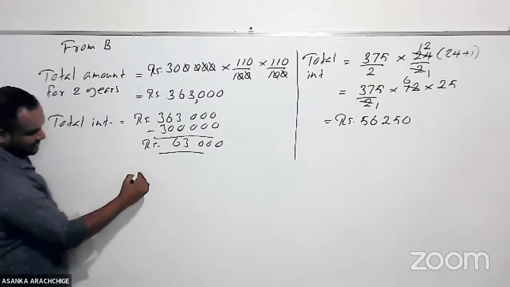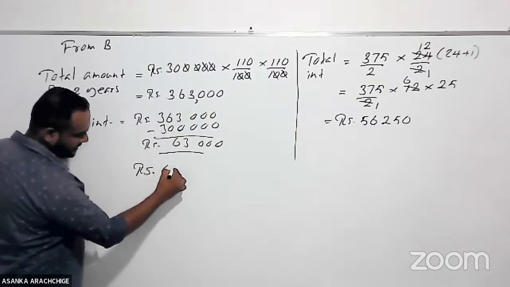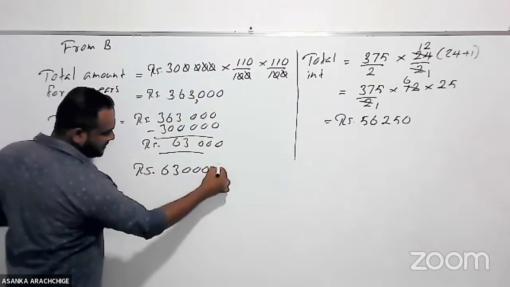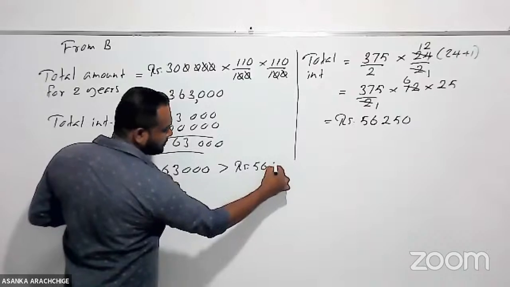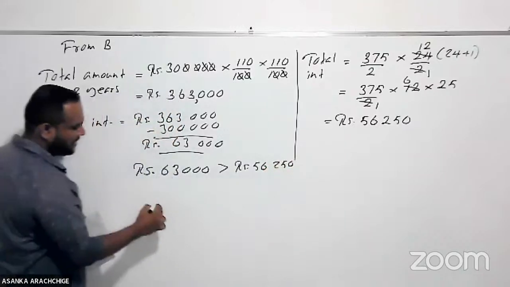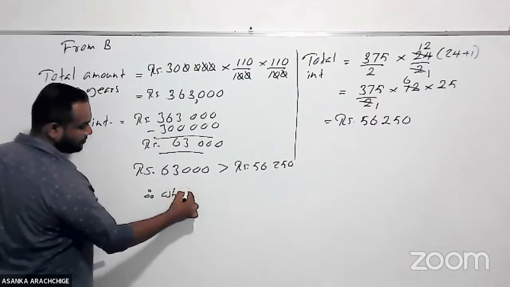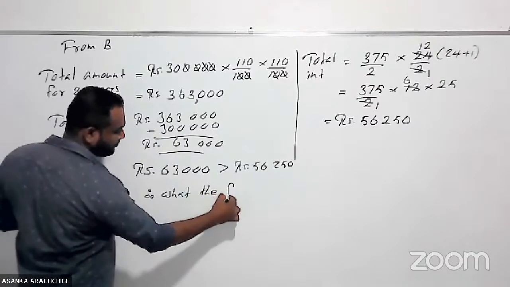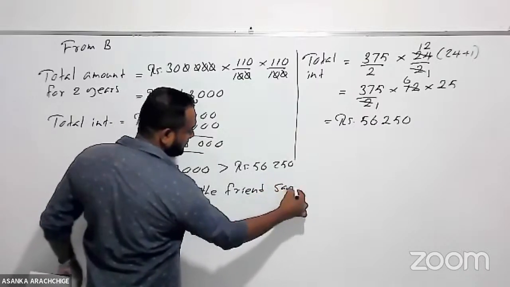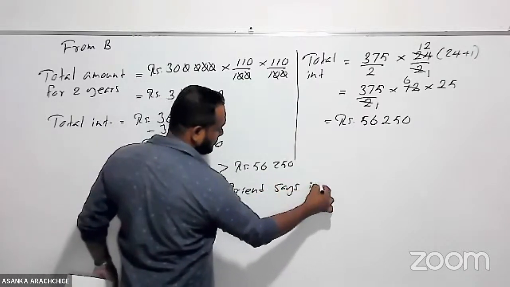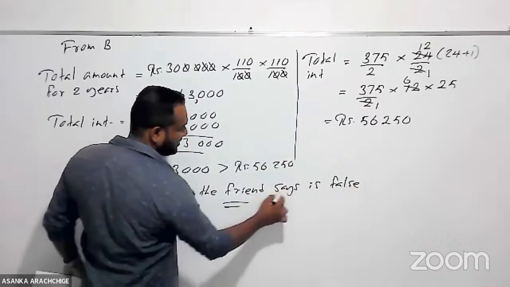දැන් ලියන්න පුතේ. You can write eventually ලියන අන්තිමට: 63,000 rupees is greater than 56,250 rupees. Therefore, what the friend says is false. එනම් යාළුවා කියන දේ වැරදි.